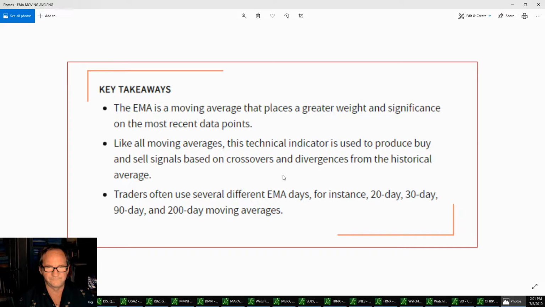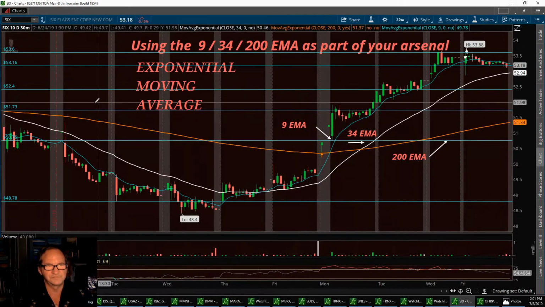They're a little bit faster than the SMAs. I've also used the SMAs, the 20, the 50, the 100, and the 200. I've used them for a long period of time, so I know them pretty well also. So let's go to the first stock we're going to talk about.